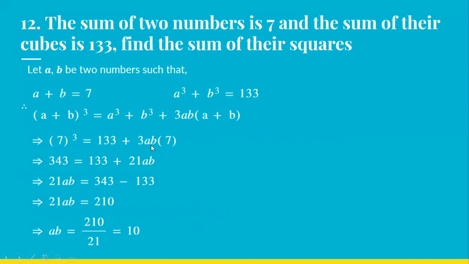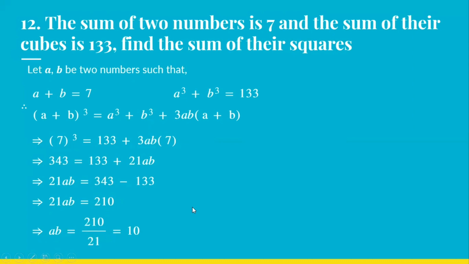7 is the value of a plus b. So 7 cube is 343, minus a cube plus b cube 133, minus 3ab times 7. 3 sevens are 21, so this is 21ab. This 21ab stays here, 133 moves here, and it becomes 343 minus 133, which gives 210. 21ab is equal to 210, so ab is equal to 210 upon 21, which is 10.